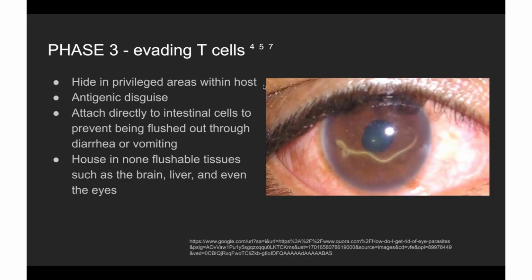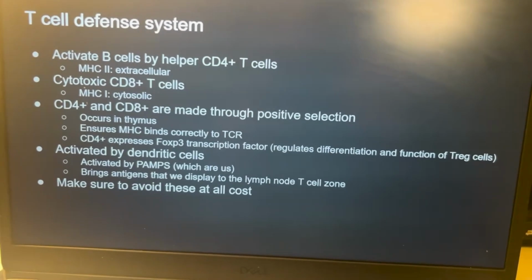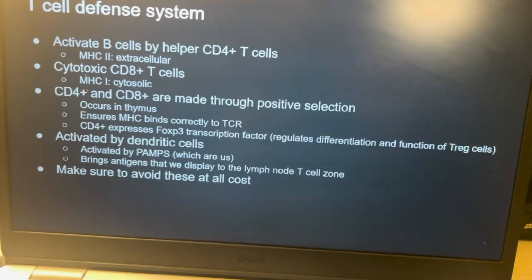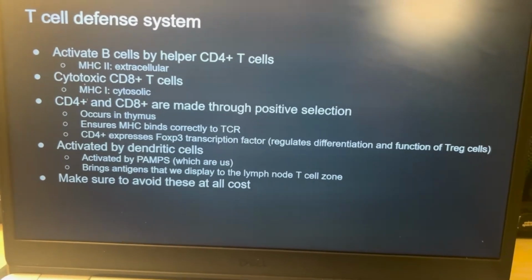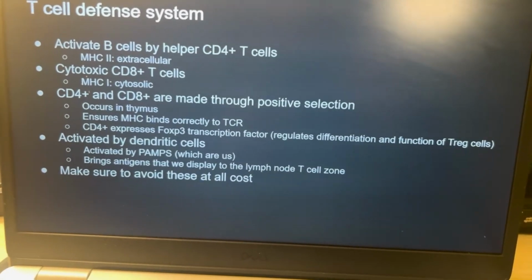In order to evade T cells, we need to hide in privileged areas within the host with our antigenic disguises. We can attach directly to intestinal walls to prevent being flushed out through diarrhea or vomiting, or we can even house in non-flushable tissues like the brain, liver, and even the eyes. B cells are activated by CD4 plus T cells, which is MHC2 extracellular, or the major histocompatibility complex 2. Cytotoxic T cells are CD8 plus, which are MHC1 or cytosolic.